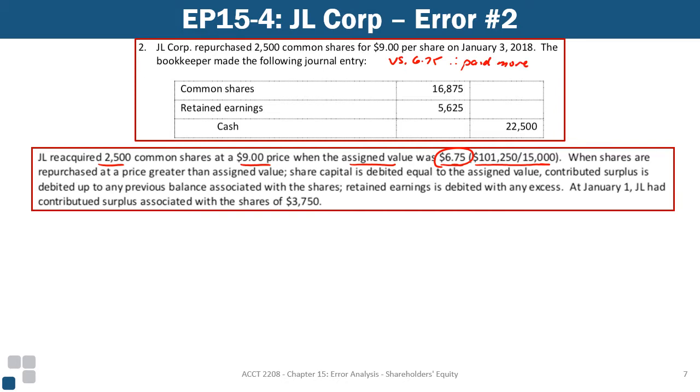Well, normally, if there is no existing contributed surplus balance, then it would have been correct to put all of that to retained earnings. However, as we keep reading along here, when shares are repurchased at a price greater than the assigned value, share capital is debited equal to the assigned value, and then contributed surplus is debited up to any previous balance. And then retained earnings is debited with the rest. So the problem with this one here is that on January 1st, the company had a contributed surplus balance of $37.50.